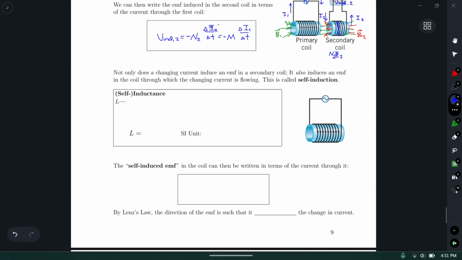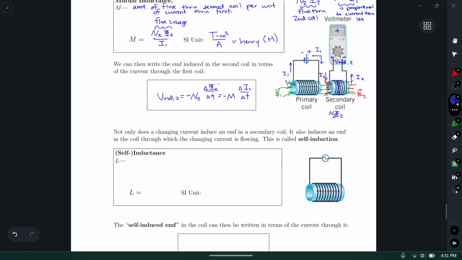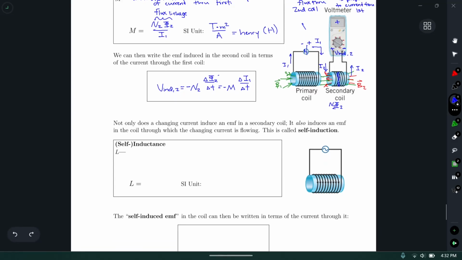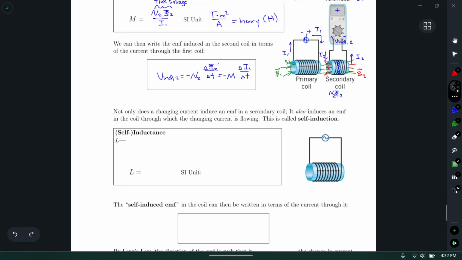So mutual induction is one that's a little bit easier to think about. The one that's trickier is self-induction. And it is also happening in this situation we looked at up above with the primary and secondary coil. But for it, we're going to zoom in and just look at the primary coil and what's happening in it.